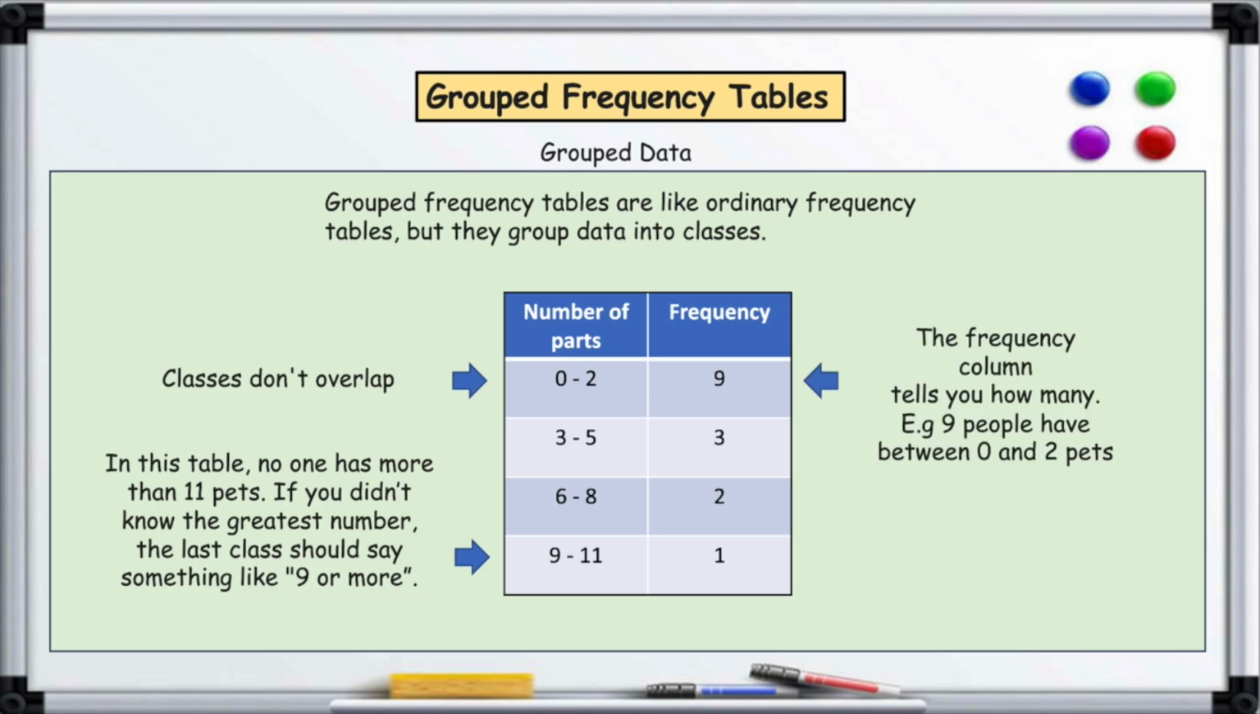The frequency column tells you how many, e.g. 9 people have between 0 and 2 pets. 3 people have between 3 and 5 pets, and it goes on.